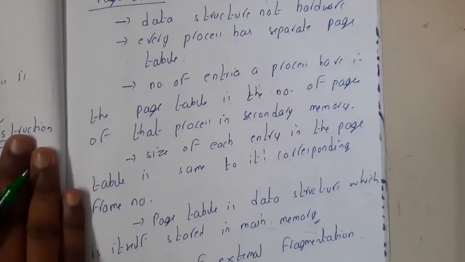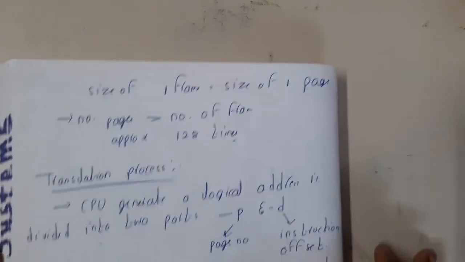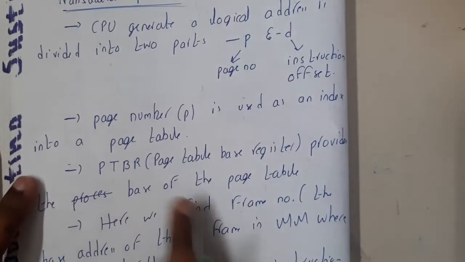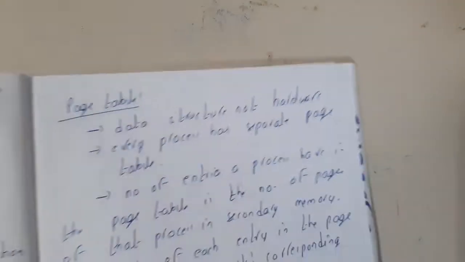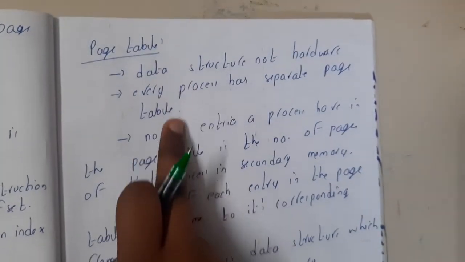The same concept I have clearly written here. How exactly will the translation occur? We have the page number, we have the PTBR, so we are going to search it and we are going to get it, right? And the same concept of the page table I have also written here.